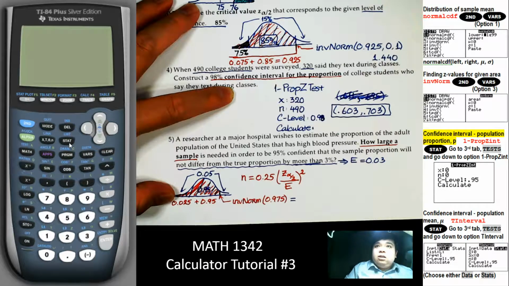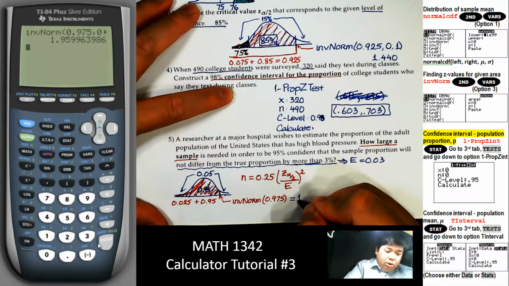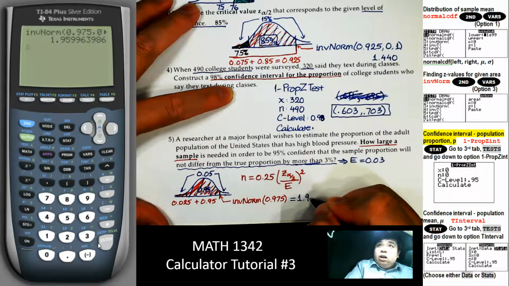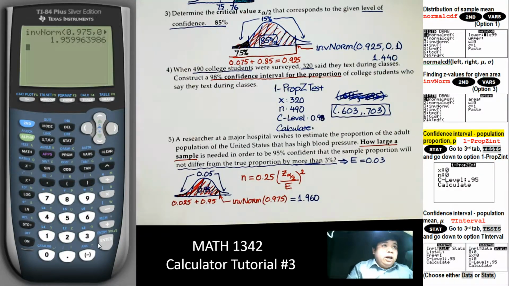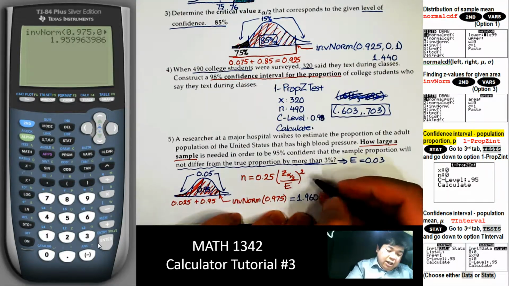Second variable, inverse normal of 0.975. We get 1.9599, so that's about 1.960, right? And then we're going to put that in here.